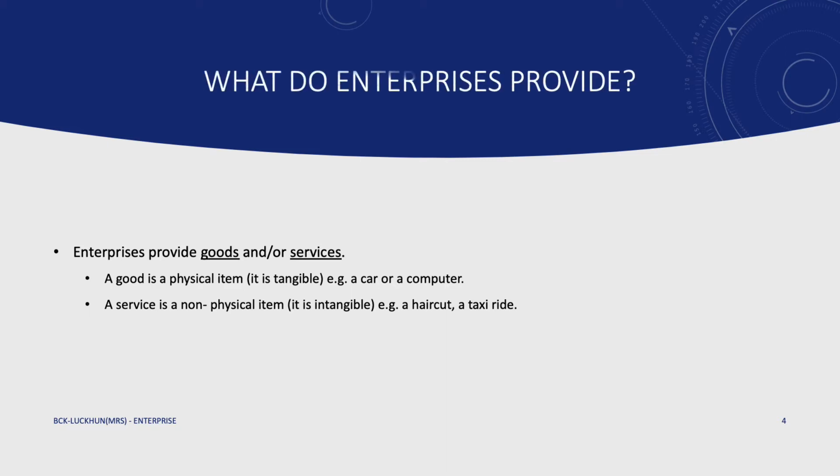What do enterprises provide? Enterprises provide goods and/or services. A good is a physical item that is tangible, for example, a car or a computer. A service is a non-physical item, that is, it is intangible. For example, a haircut or a taxi drive.